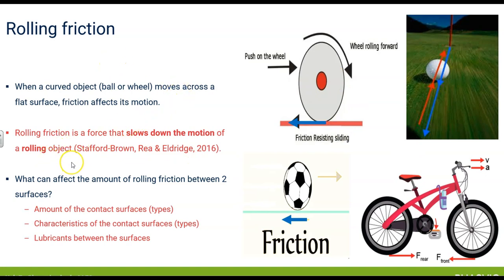So rolling friction is the force that slows down the motion of a rolling object. The contact between the surface of this rolling wheel and the ground is where rolling friction would occur. And it probably would depend on the surface of this road, let's say, if it's a wheel, how much rolling friction there was.